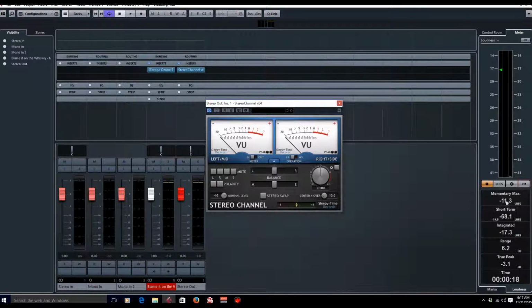The short-term loudness is pretty much where the digital full-scale meter sits, and the momentary max is more of an RMS. The integrated is over the course of the entire program material. And as you can see, you have LUFS and LU. LUFS is loudness units full scale, which is the same as your peak meter.